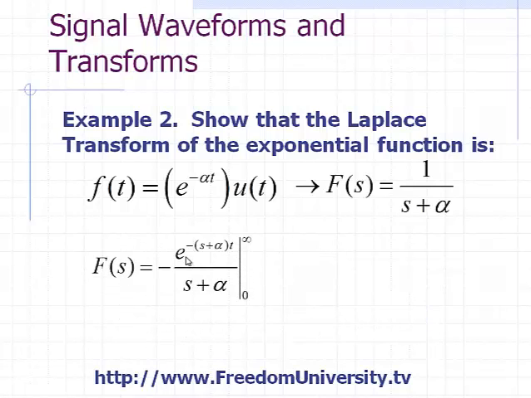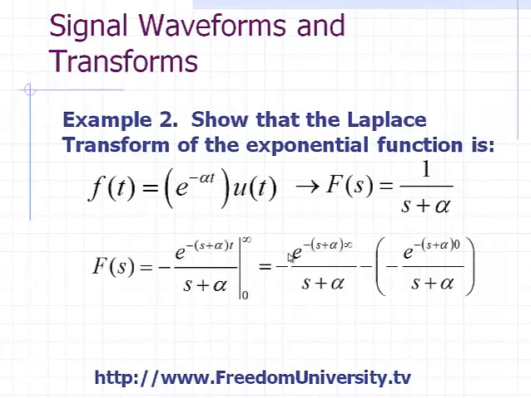So what we have now is the integral of that, which results in e to the minus s plus alpha quantity times t divided by s plus alpha with a minus sign in front. That's the result of integrating this exponential function. And we're integrating from 0 to infinity, so our upper limit is infinity and our lower limit is 0. And doing that makes the upper limit equal to 0, since e to the minus infinity is 0. And then e to the 0 is just 1. You have a minus and a minus sign, which makes it a positive sign, which results in 1 over s plus alpha. And that's what we proved.